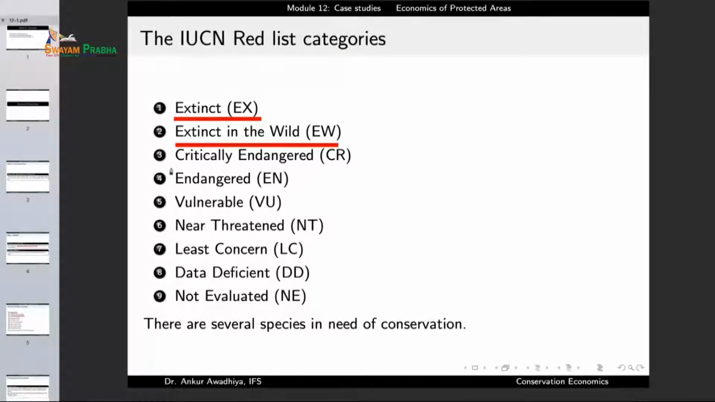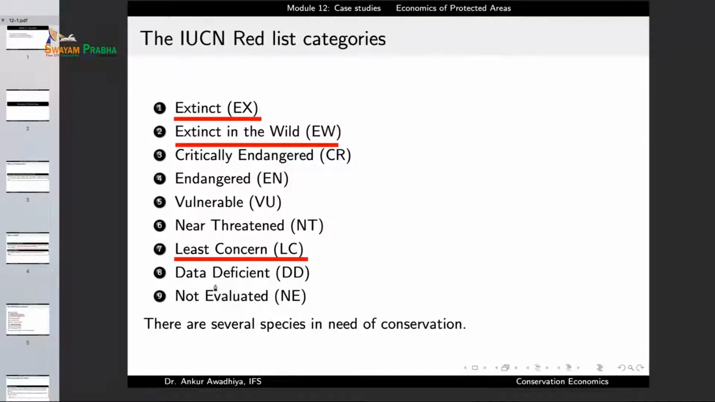Then we have critically endangered organisms, endangered, vulnerable, near threatened, and least concern. So, an organism that is in the least concern, such as the common dog or the cow, we do not need to provide them with the level of protection that is urgently required for, say, a critically endangered species, such as a tiger.